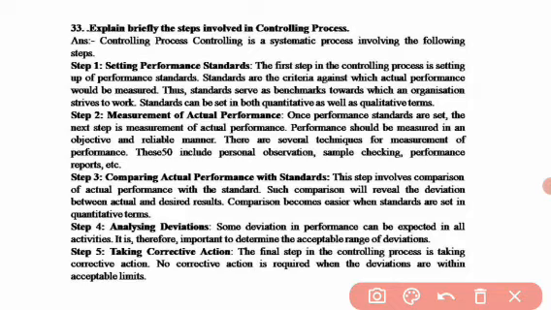And next, comparison of actual performance with standards. First you are going to fix the standards, then you have to make the measurement. So next you have to make the comparison of both standards and performance. So in this step, it involves the comparison of actual performance with the standards. The comparison becomes easier when the standards are set in quantitative terms to identify the actual result of the standards. So you have to make the comparison.